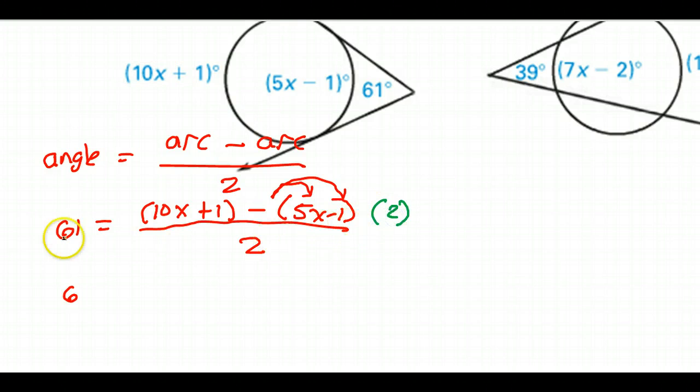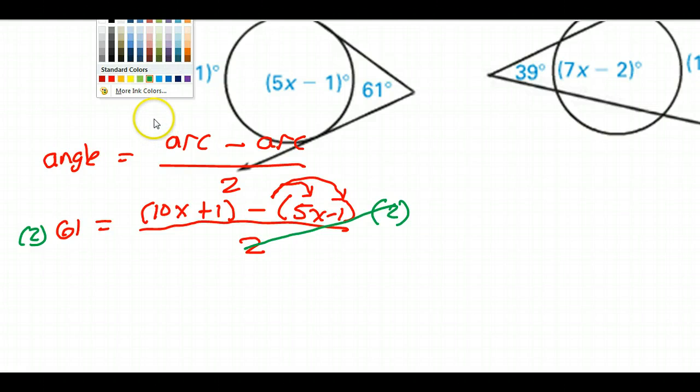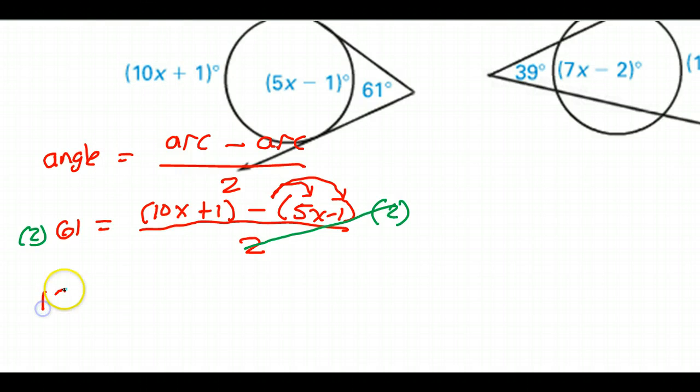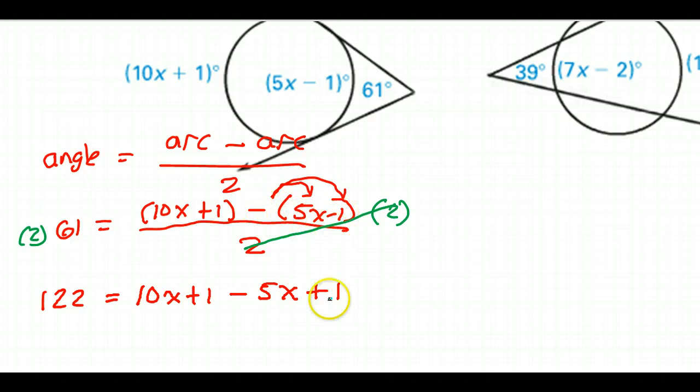So I'm going to go ahead and multiply by 2 on both sides. So these 2's are going to cancel each other out. So that's going to give me 122 on the left. So that's going to be 122 is equal to. Now let's go ahead and do the rest of this. So this will be 10x plus 1. Now I'm distributing the minus sign. So that's going to be minus 5x plus 1 because the negative of a negative is a positive. Alright, and the 2 is already gone because I canceled that out.